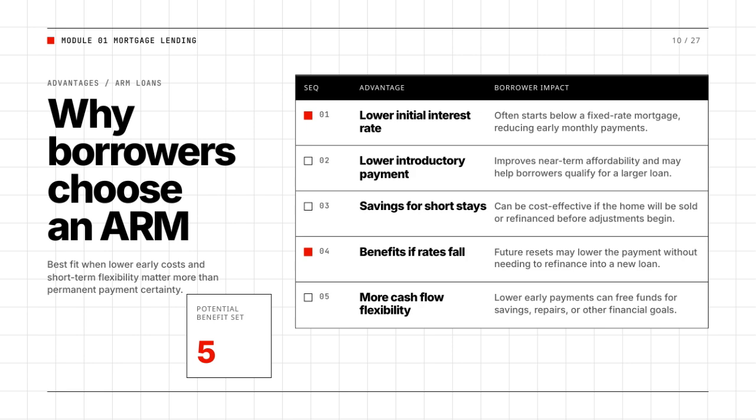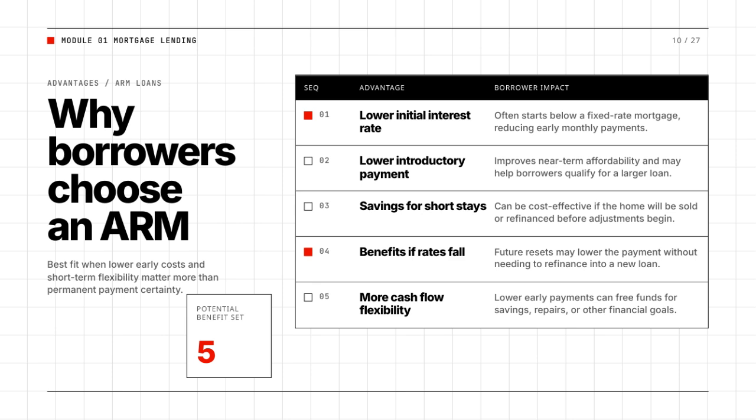Another benefit is the potential savings for homeowners planning a short stay. If you expect to sell your home or refinance before the adjustable period kicks in, an ARM can be very cost effective, avoiding higher payments later on. Additionally, ARMs provide an opportunity to benefit if interest rates drop in the future. When rates reset, your payment could go down without the hassle of refinancing into a new loan.